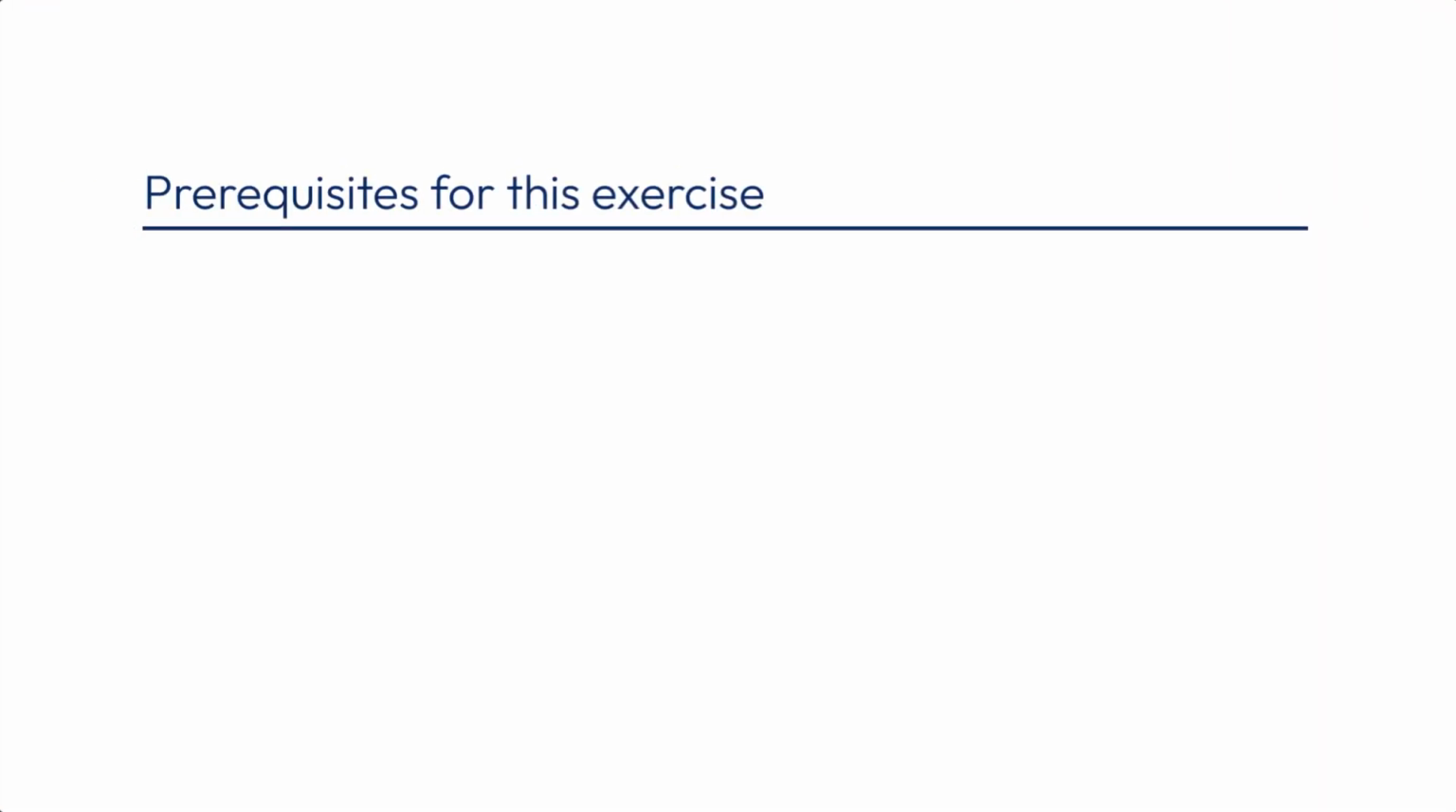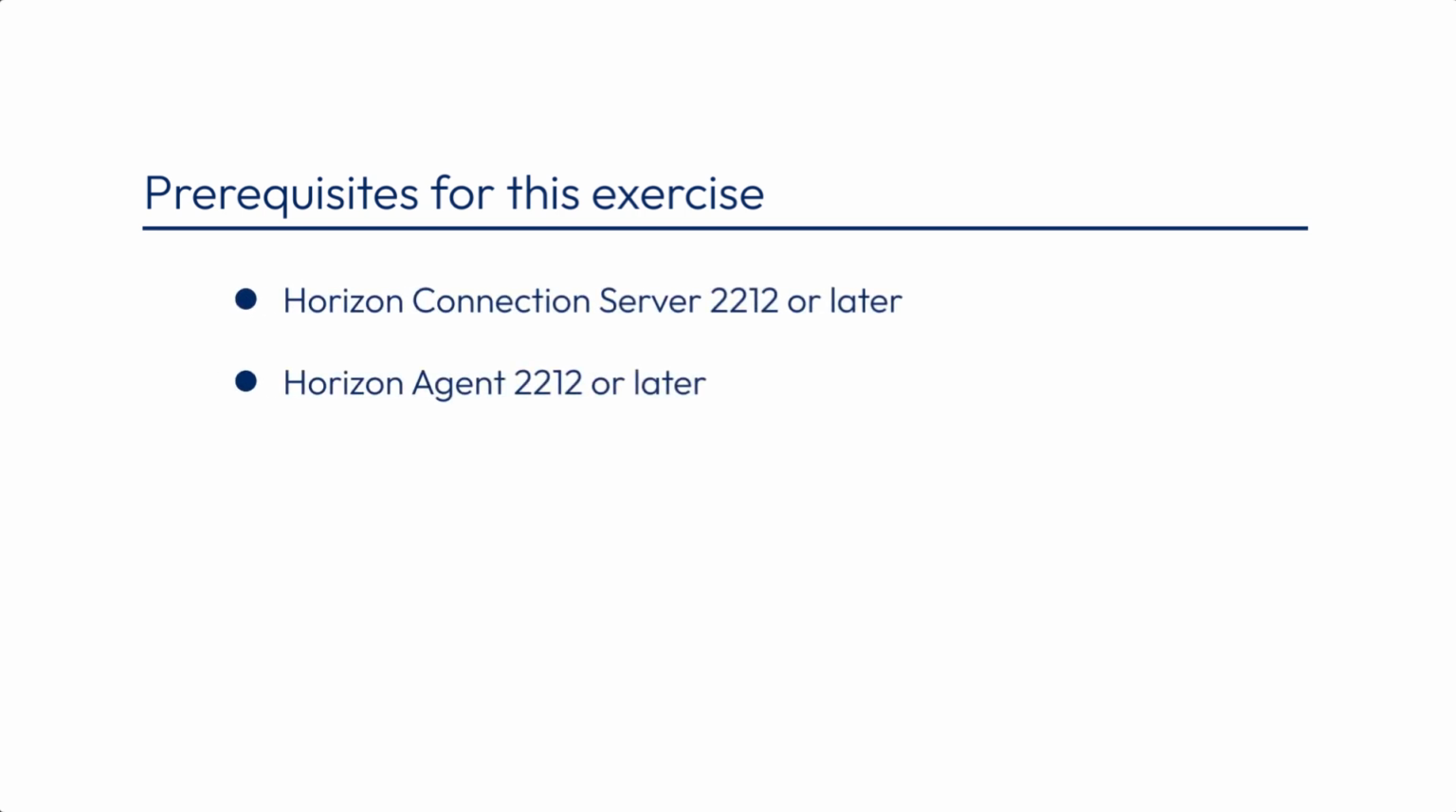For your Horizon connection server and for the Horizon agent that gets installed in the app packaging machine and in the servers in your server farm, you need Horizon version 2212 or later. Horizon 2212 was released in January of 2023.